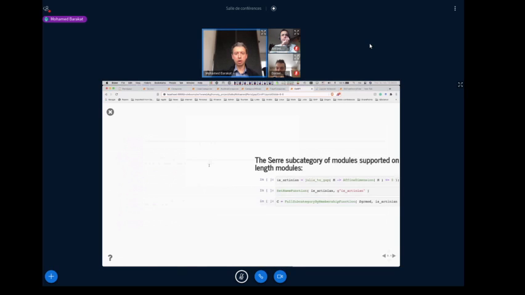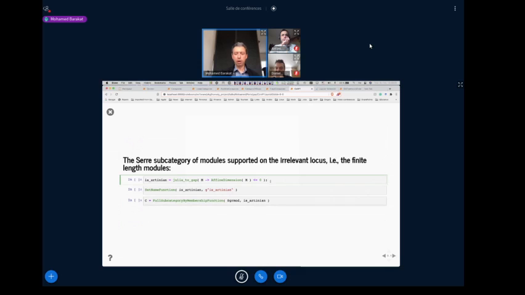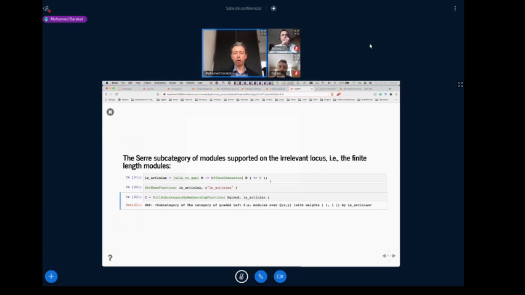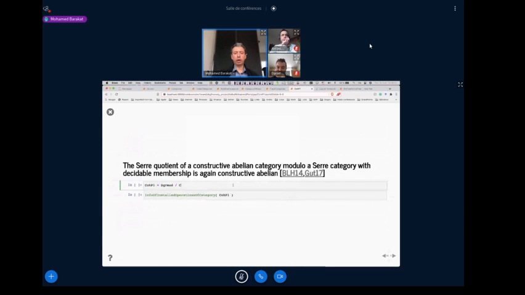So now we pass to the coherent sheaves. First of all, the membership function is Artinian. And we call it IsArtinian. And now we define the Serre subcategory given by this membership function. So the subcategory of the category of graded modules over the ring given by the function IsArtinian. This is SGrMod up 0. And now I can take the Serre quotient. So the coherent sheaves on P1 is this.